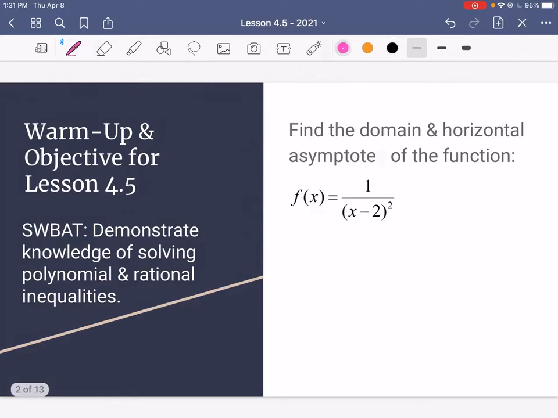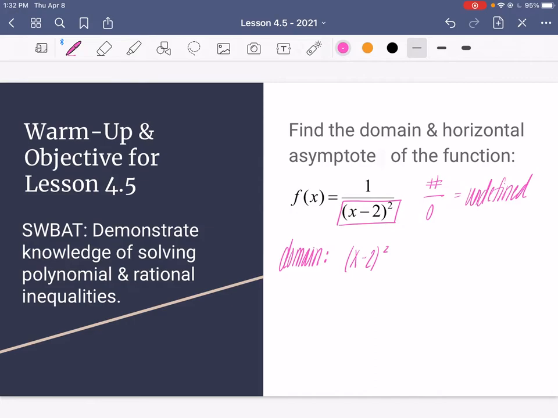Okay, so for today's warm-up, you're going to find the domain and the horizontal asymptote of this rational function, which is from last class's lesson. So as a reminder, when you're finding the domain of a rational equation or rational function, you take the denominator and you set that not equal to 0, because we know that we cannot take any number and divide it by 0 because that is undefined. Okay, so that determines what the domain is going to be here.